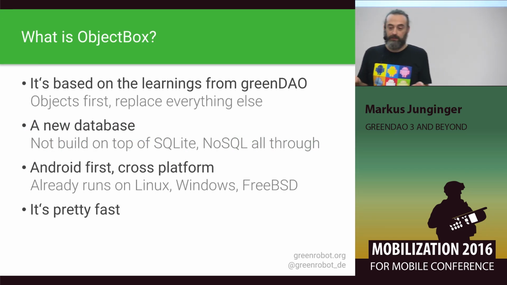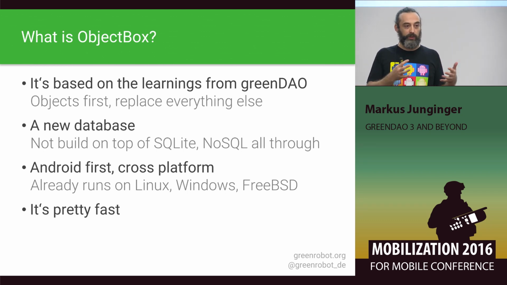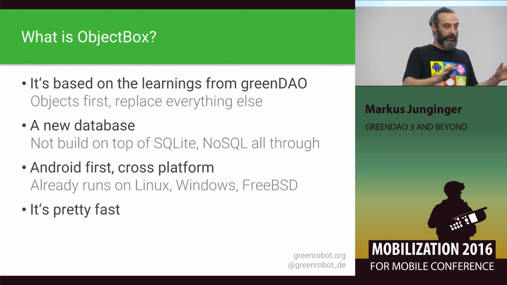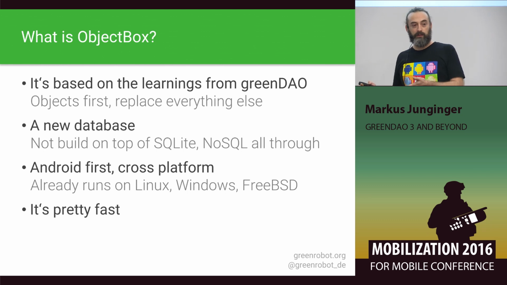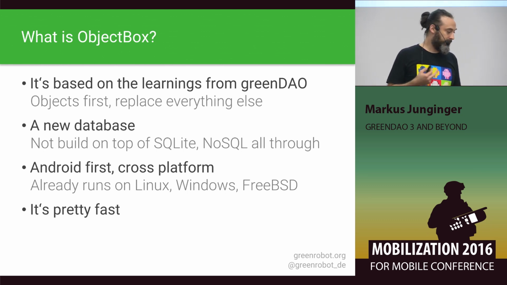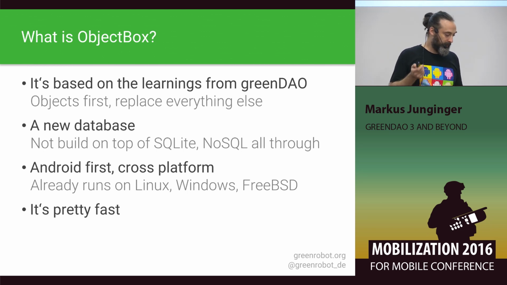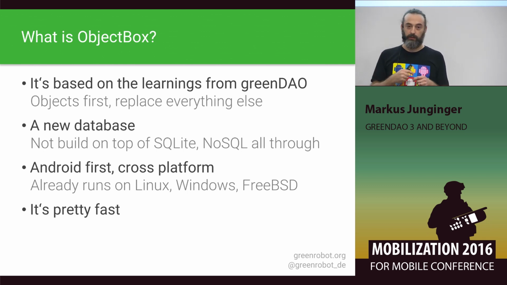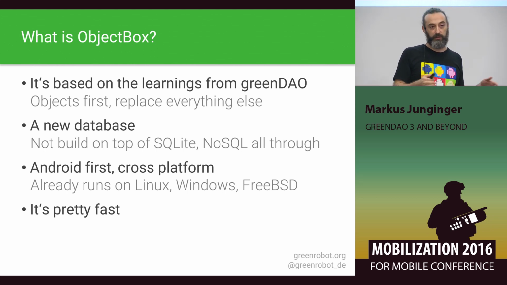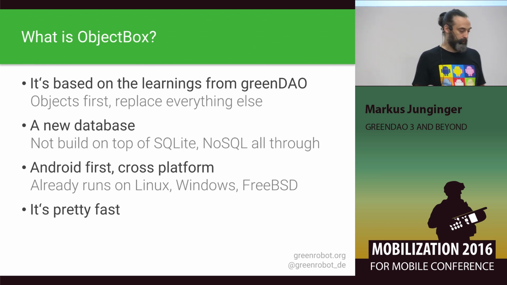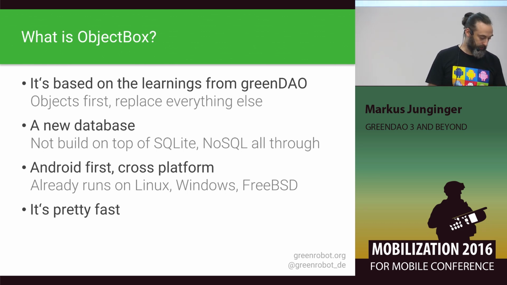And yeah, so as I said, it's based on the learnings from greenDAO. We know quite well what is going on, like the interface to the database, what the problems are, and how we can solve that. So it is a new database, and it's not on top of SQLite, but we exchanged that part completely. Right now, it runs on Android and on some desktops, and we will also do iOS, of course.